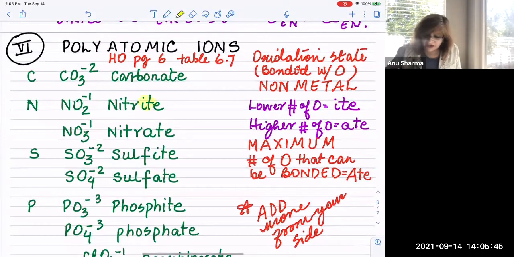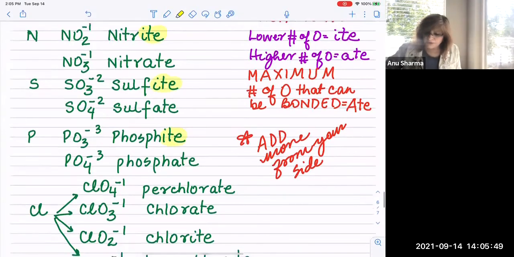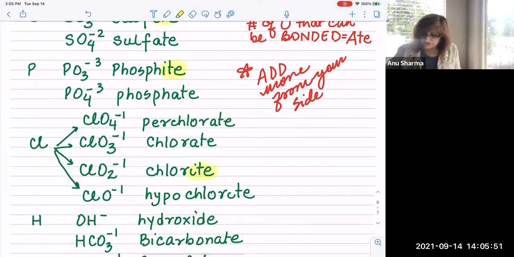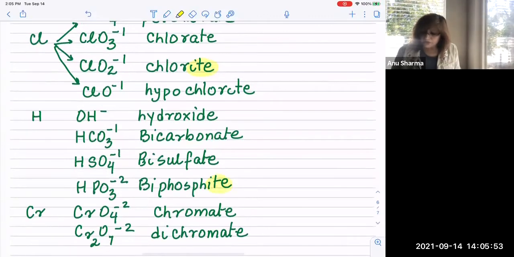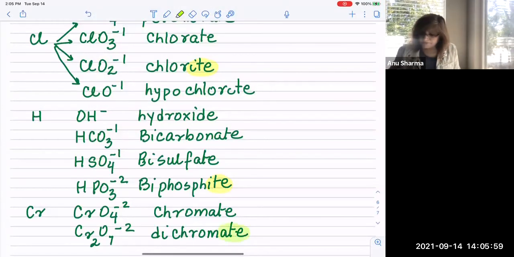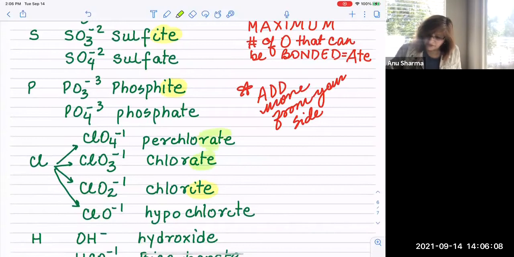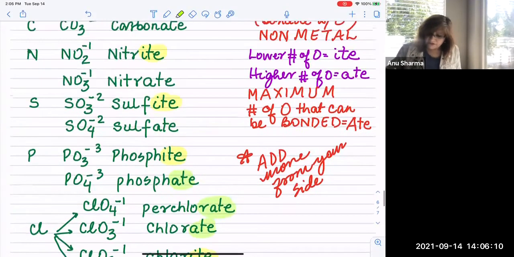So as we said, lower oxidation state ends in ite. The lower number of oxygens ends in ite, but the higher number of oxygens ends in ate, like chromate, chlorate, phosphate, sulfate, and nitrate, and so forth. Okay, all right, so we get that.